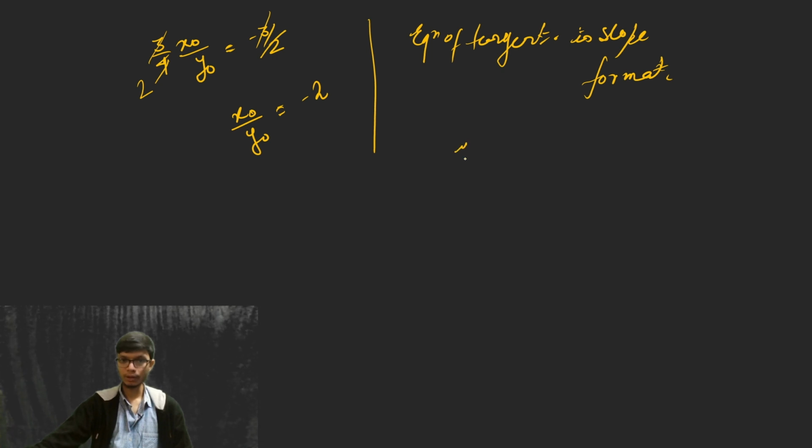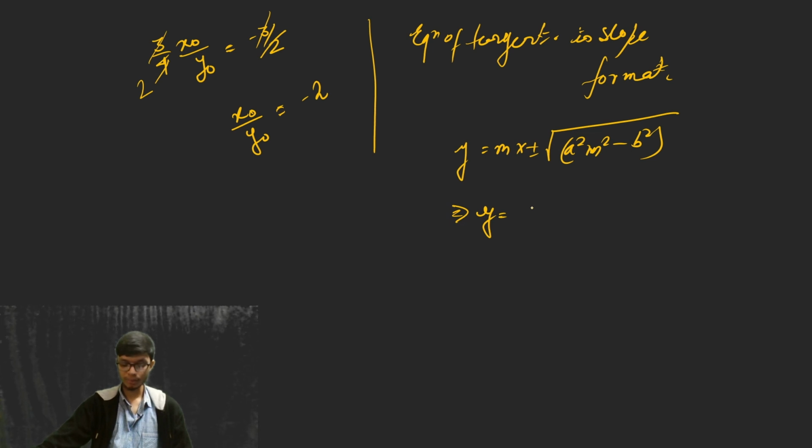The slope format will be y = mx ± √(a²m² − b²). So in place of m I will put −3/2, so y = −(3/2)x ±. Here a² is 12 and b² is 9, so 12m² − 9, and if you calculate this, the result will be coming out as 3√2.